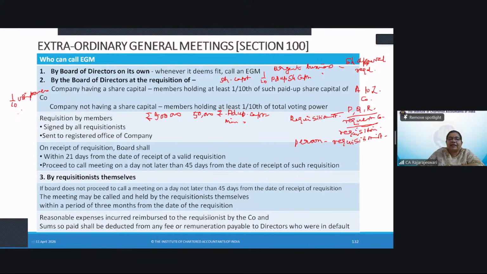So members having the voting power, 1/10 of the members can call. Now, if I say P, Q, and R have requisitioned, all three have to sign the requisition, and it should be sent to the registered office of the company.